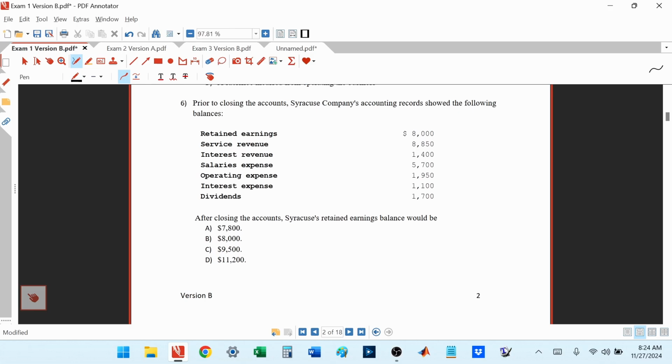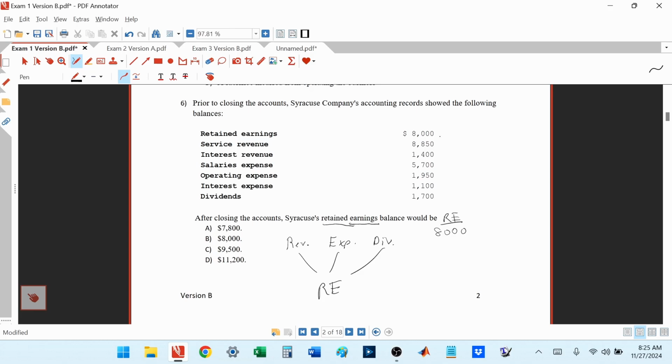Prior to closing the accounts, the accounting records showed the following balances. After closing the accounts, the balance in retained earnings is what? This is testing your knowledge of closing the accounts. So the accounts that get closed are the temporary accounts, the revenue accounts, the expense accounts, and any dividend account. And those get closed out. They all get closed out to retained earnings. So retained earnings before closing has a balance of 8,000.